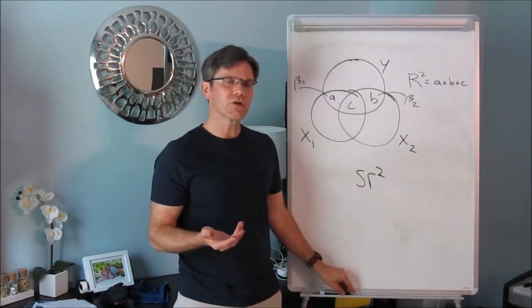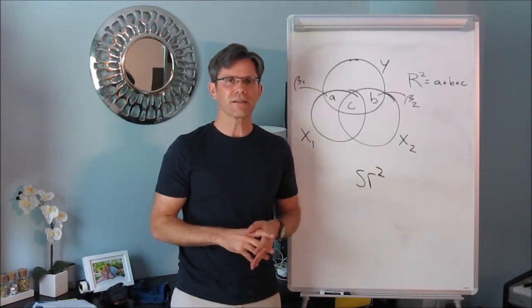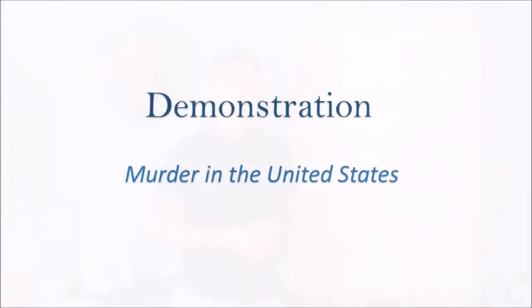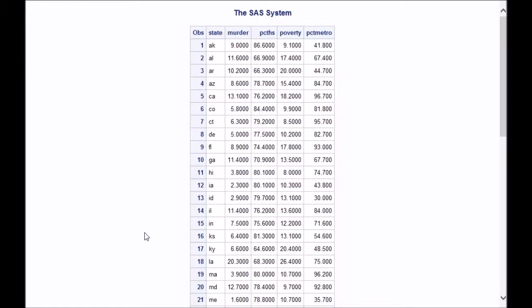Now what I'm going to do is turn to a demonstration and walk you through how this works in practice in a real data analysis. This is the data we're going to be analyzing. We're going to be predicting murder rates, variation in murder rates across states in the United States, also including the District of Columbia, as a function of the percent of the population with a high school diploma, the percent living below the poverty line, and the percent living in metropolitan areas.